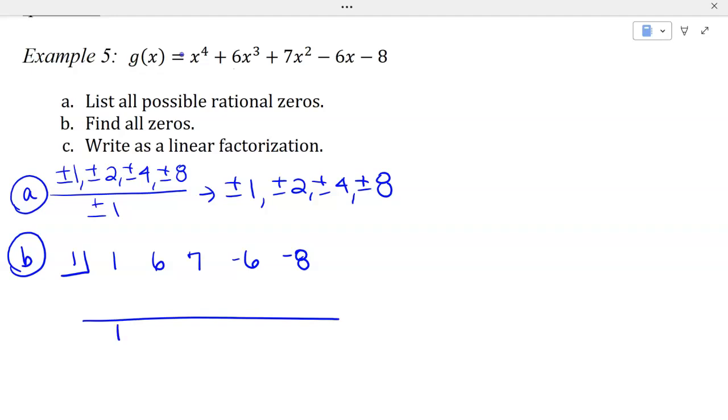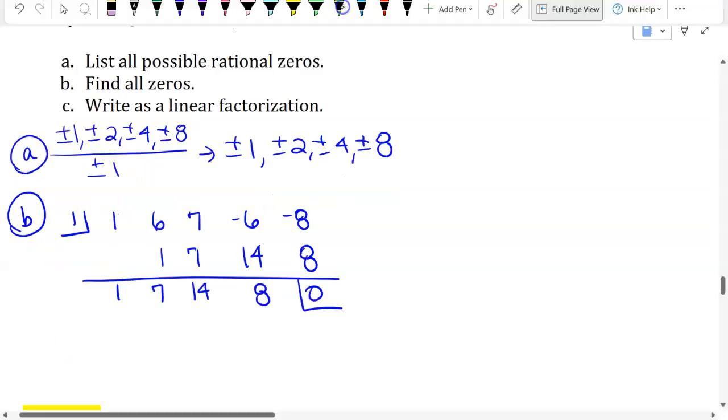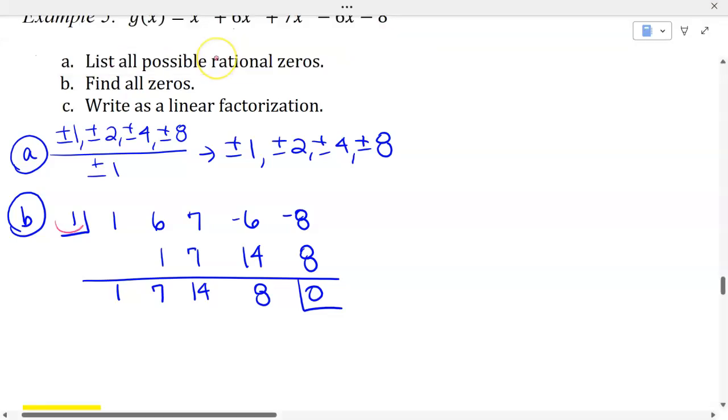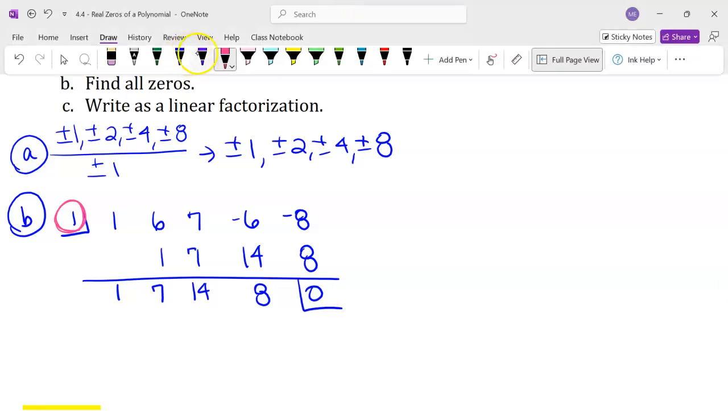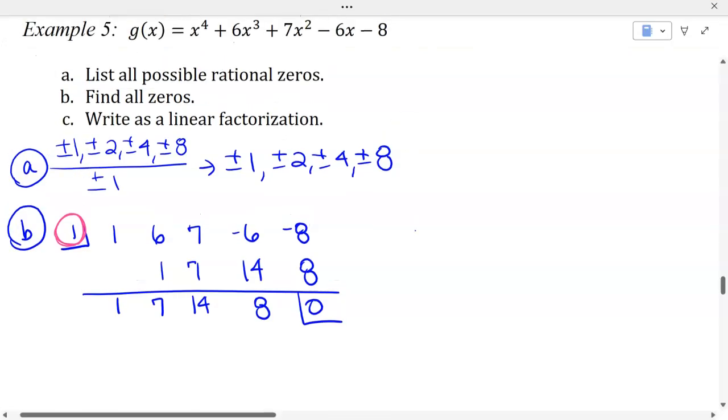So I'm going to pull down my 1. If you want to pause this and do your synthetic division and check back with me. So 1 did in fact end up being a factor, or a zero, of this polynomial because we got a 0 remainder. Now at this point, because we started with a polynomial that was to the 4th power, we now know that we can associate this with 1 power down, or x cubed.